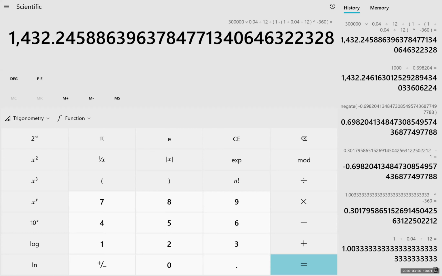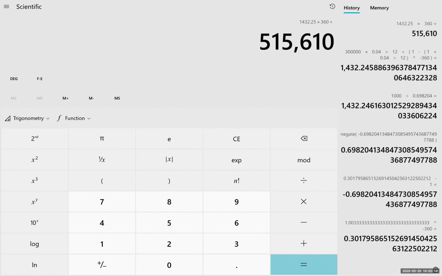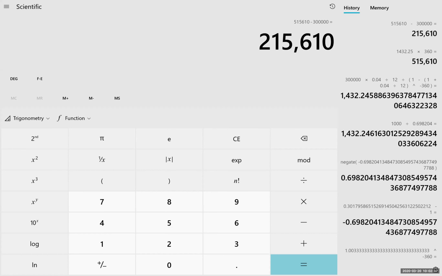Now, this number is precisely how much I have to pay every month, but of course, it's got way too many digits. So at this point, I'm just going to write down $1,432.25. That's the amount of my monthly payment. I multiply this by 360, and that would give you my total payment, which is $515,610. If I subtract the original amount of my loan, which is 300,000, this is the interest that you are paying for that 30-year period.